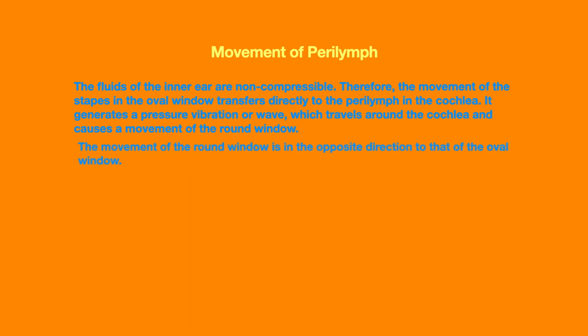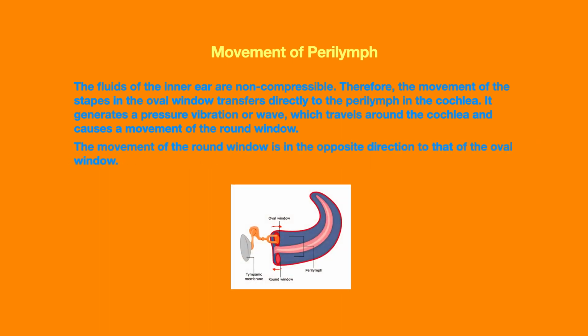The fluids of the inner ear are non-compressible. Therefore, the movement of the stapes in the oval window transfers directly to the perilymph in the cochlea. It generates a pressure vibration, or wave, which travels around the cochlea and causes a movement of the round window. The movement of the round window is in the opposite direction to that of the oval window. So if you look at the arrow, when the oval window is moving to the right, the round window is moving to the left.